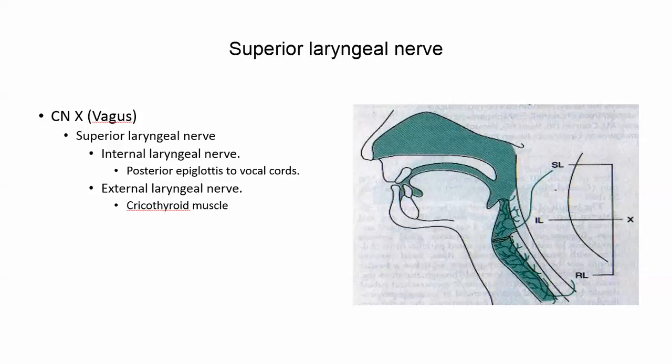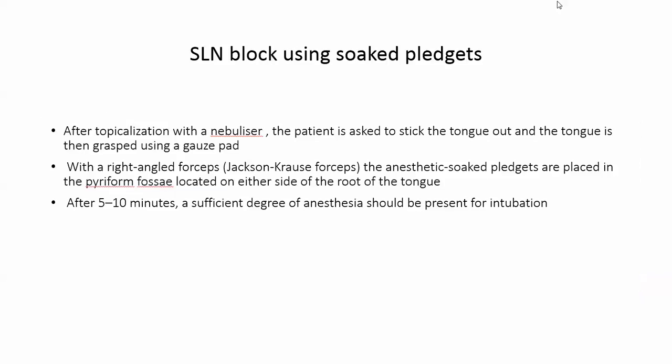The superior laryngeal nerve is a branch of the vagus nerve. The internal branch of the superior laryngeal nerve supplies the posterior epiglottis to the vocal cords, and the external branch supplies the cricothyroid muscle. The superior laryngeal nerve can be blocked using soaked pledgets.